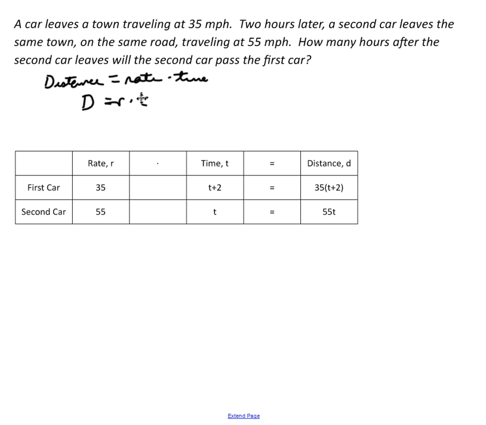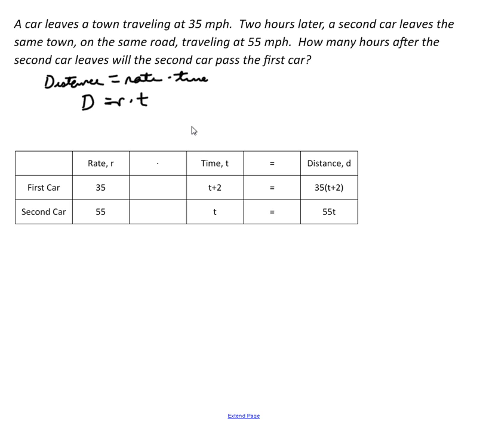What does that mean? Well, if we're traveling at a rate, let's say 35 miles per hour, and we're traveling for a certain number of hours, then we're going to get a distance in miles. So we're going to get distance, rate times time. Now, we have in this problem a car leaving a town, traveling at 35 miles an hour, and then 2 hours later, a second car leaves the same town on the same road, traveling at 55 miles an hour. How many hours after the second car leaves will the second car pass the first car? Well, that is what we're basing it on, what that second car does.